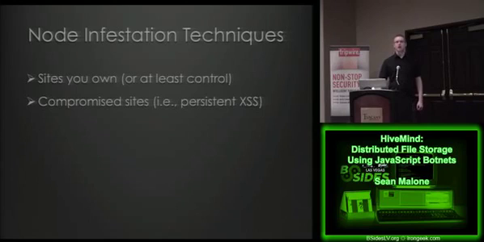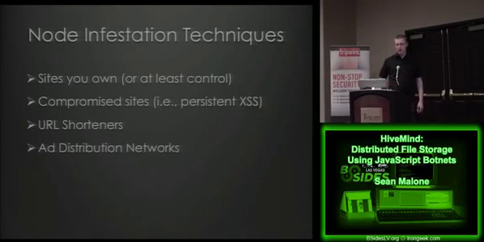Next is compromised sites, which is basically the same thing without permission. If you can find a cross-site scripting vulnerability, particularly a persistent cross-site scripting vulnerability, you can inject JavaScript or inject an iframe and add the browsers of whoever visits that compromised site to your botnet as new nodes. URL shorteners are a fun one. If you go out and create a URL shortener, sure, it displays the site that it was supposed to display, but it perhaps puts that in a full-screen iframe, and there's another iframe on the page that's actually running the botnet code.